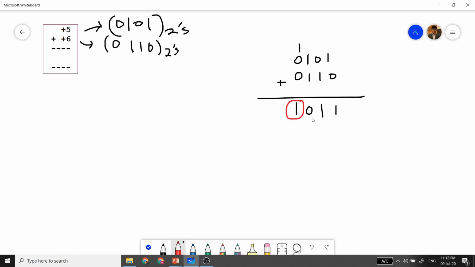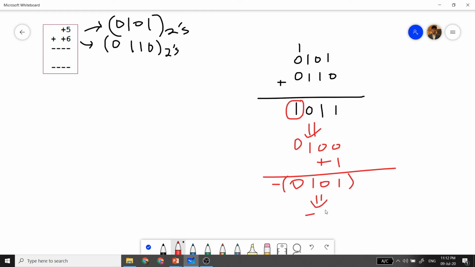Let's convert this to its corresponding decimal form. Let's do the bit inversion first. 0, 1, 0, 0. Let's add 1. This was a negative one, so minus of this. If I convert this to decimal, I get minus 5. So if I add plus 5 and plus 6, the answer I am getting here is minus 5. But if I added plus 5 and plus 6, I would have gotten plus 11. So as you can see, this is an overflow and there has been an error.